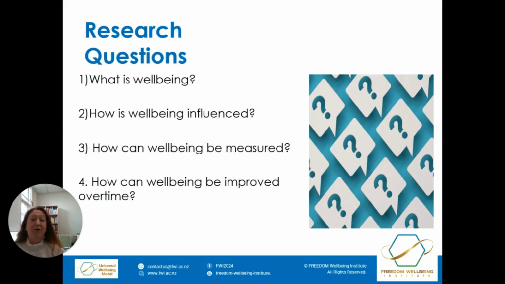The researchers focused on 4 questions. What is well-being? I can tell you we found nearly 1,000 definitions of well-being. We also focused on how is well-being influenced, how can well-being be measured, and how can well-being be improved over time. We were hunting for evidence-based answers to these questions.